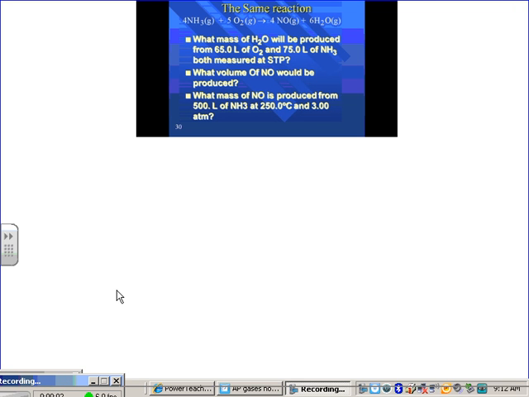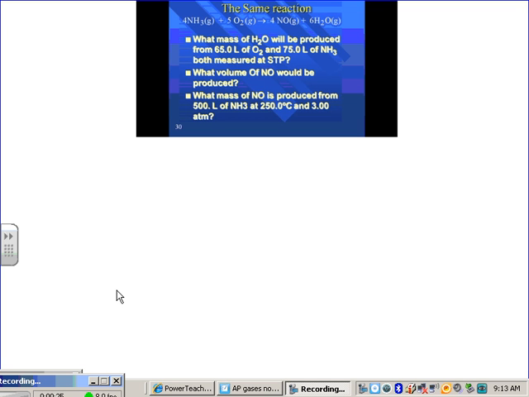All right, so we're going to do the first one. You'll need to record this in your notes because it's not in there. So it's 4NH3 plus 5O2 yields 4NO plus 6H2O. So that's the reaction that we're working with. It's the same one that we worked with on the previous slide.